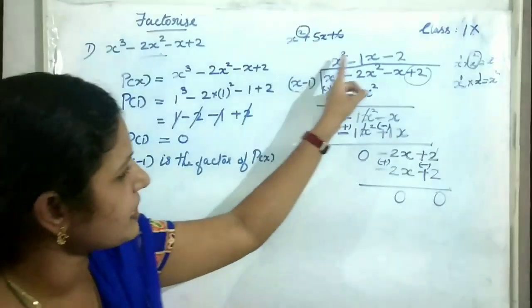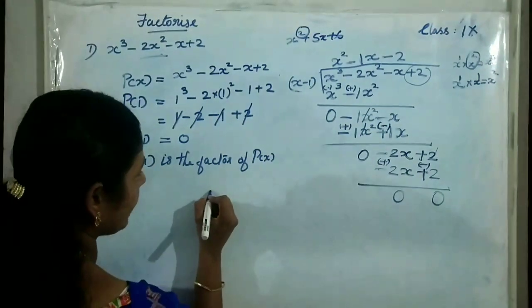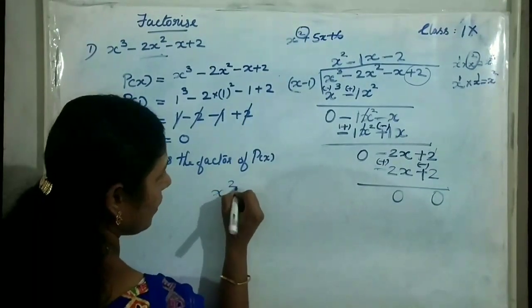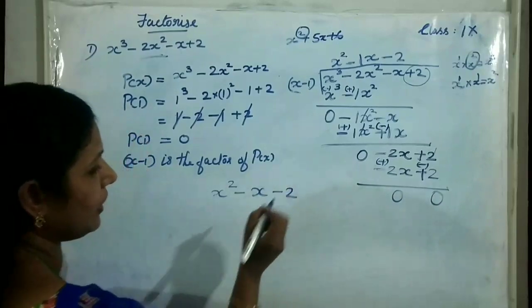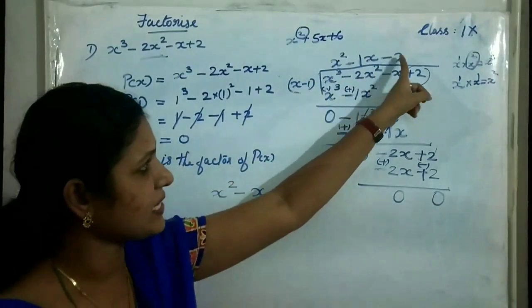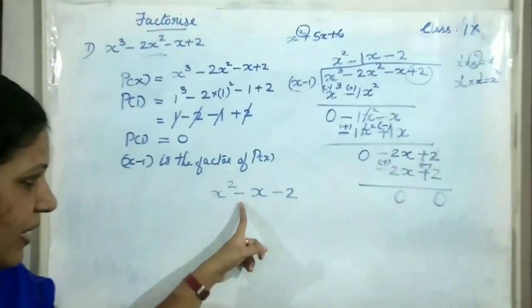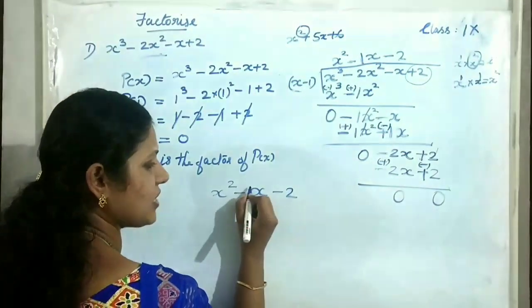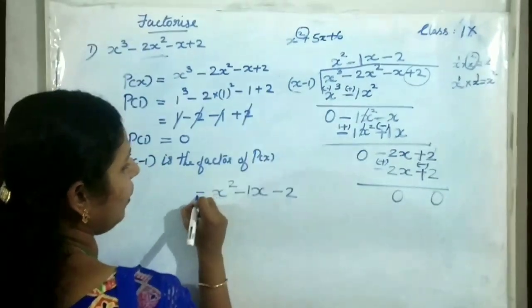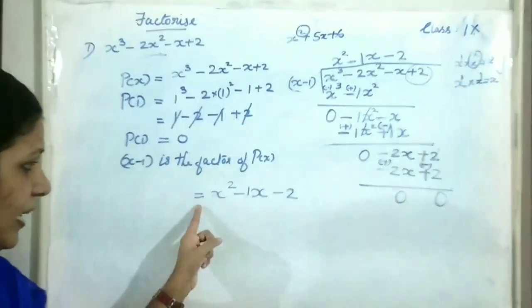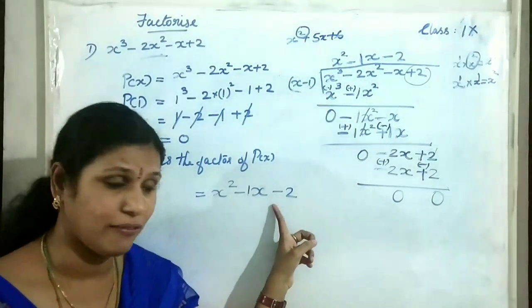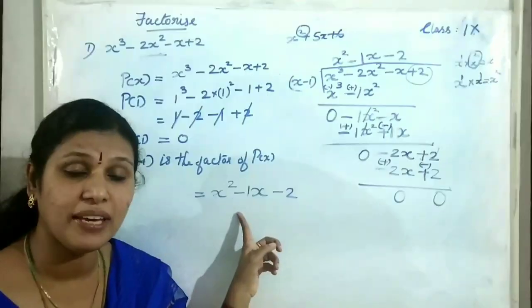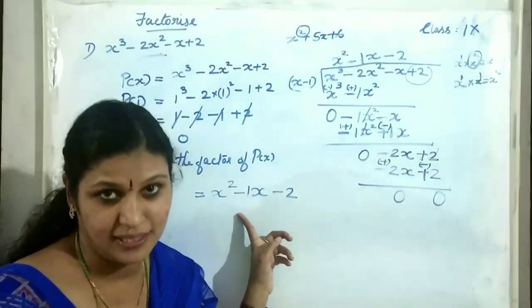So we get the coefficient as what? X square minus x minus 2. That means x square minus 1x minus 2. Here we write x square minus x or x square minus 1x minus 2. Then here, it said this question we have to factorize. Then only we get the other two factors.